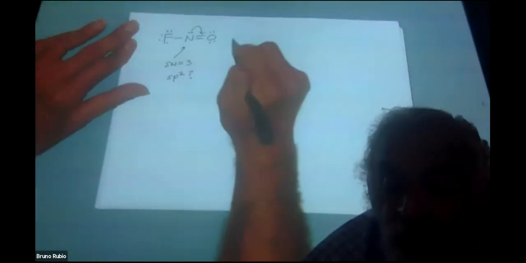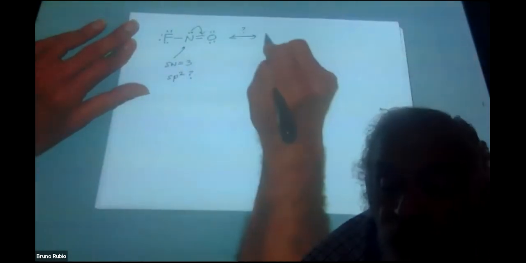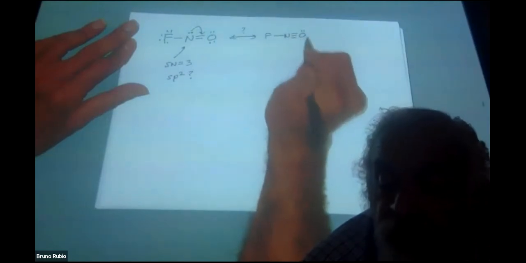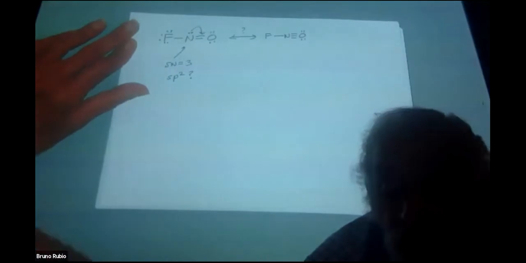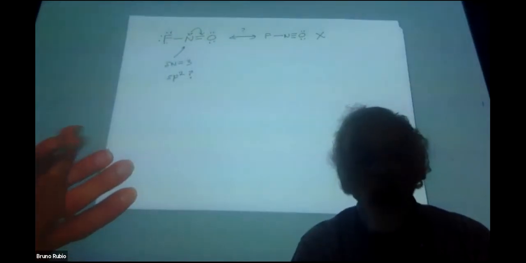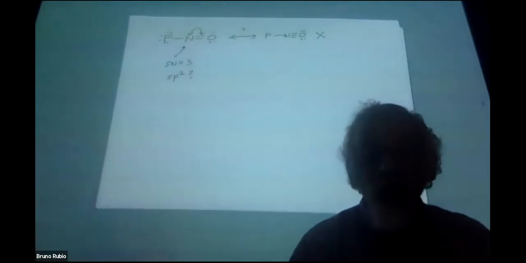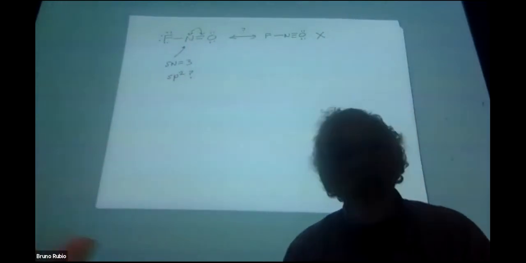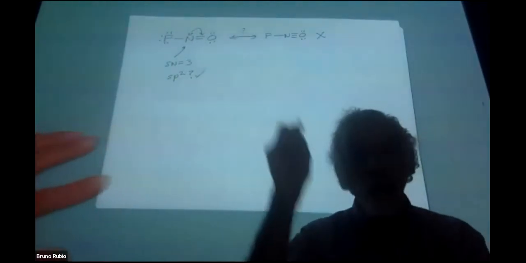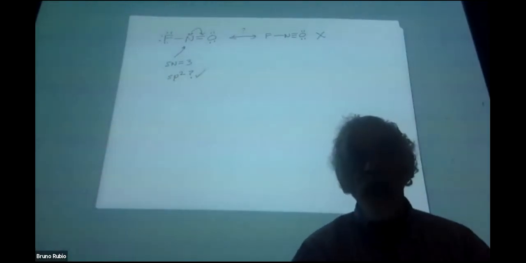Can I do this? Question: no, I've exceeded the octet of the oxygen. Can I move it in the other direction? Can I move this unshared pair of electrons in the other direction? No, I can't do that either. So this nitrogen atom has an unshared pair of electrons on it, but it cannot be moved around in resonance. The steric number prediction is correct, sp2.